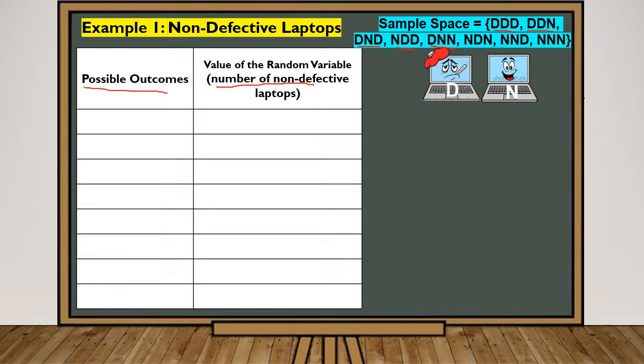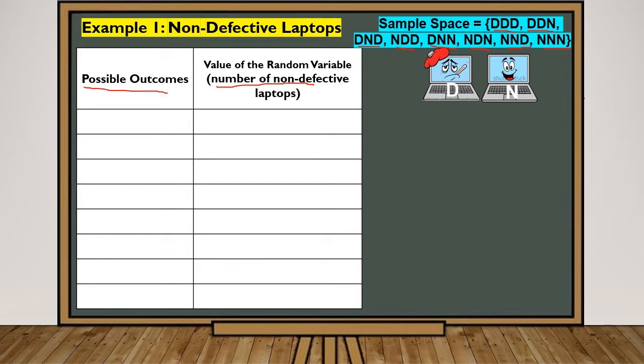Next, the first laptop is defective, while the other two laptops are non-defective. Next outcome, the first laptop is non-defective, the second is defective, the third is non-defective. The other one, the first and second laptops are non-defective while the third is defective. And the last possible outcome, we have three non-defective laptops. Now, how many possible outcomes do we have? 1, 2, 3, 4, 5, 6, 7, 8. We only have 8 possible outcomes that would appear if you test 3 laptops.